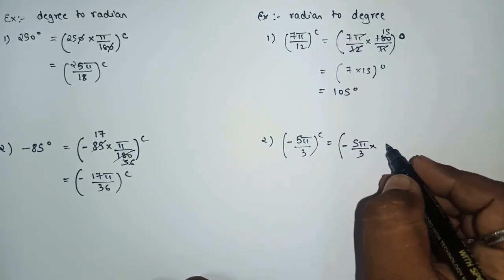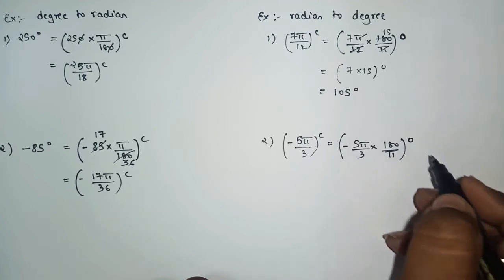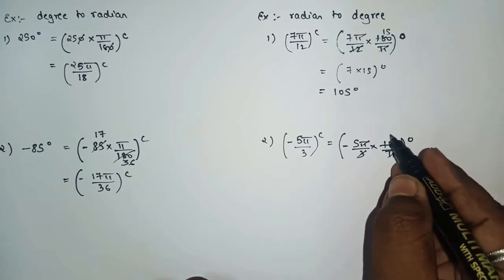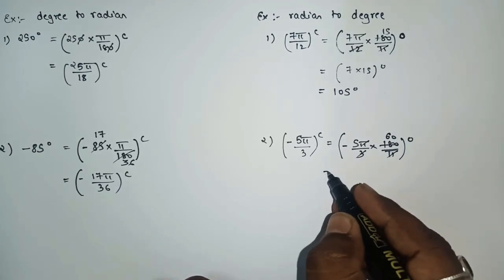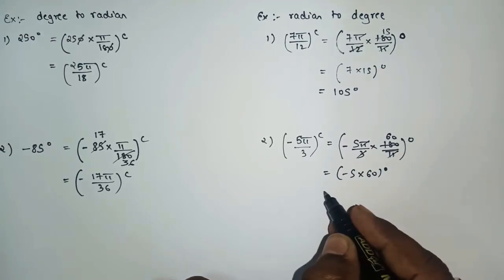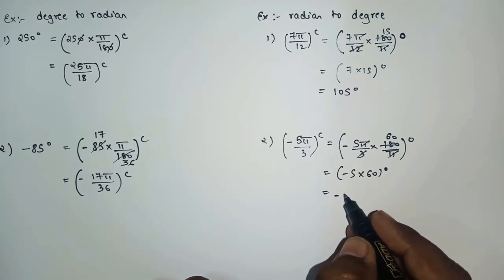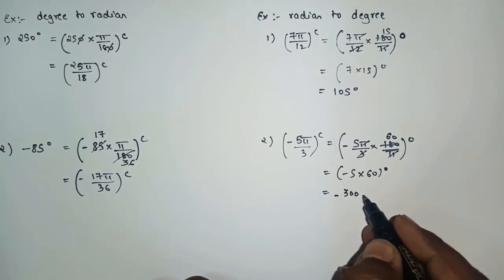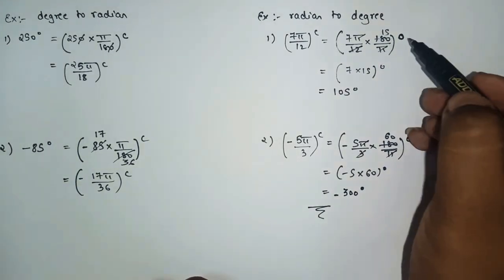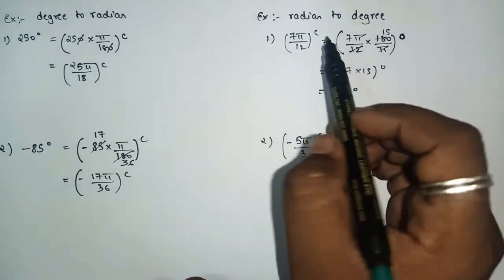Okay, so simply you have to multiply that term by 180 upon pi, so it will get converted into degree. So pi will get cancelled, 3 ones are 3, 60s are, so you are left with minus 5 into 60. Yes or no? So minus 5 into 60 is what we can say, minus 300 degree. Yes or no? And remember, don't forget to write this, okay, degree, and don't write C and C only.